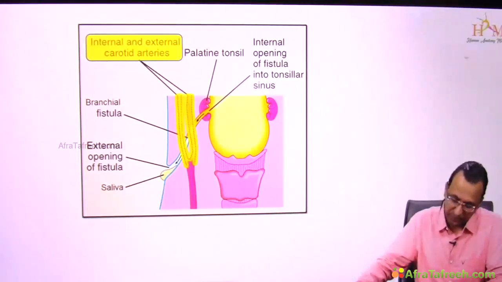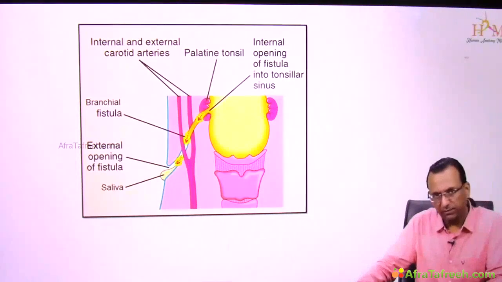So, that is a fistula. Yes, pharyngeal fistula.